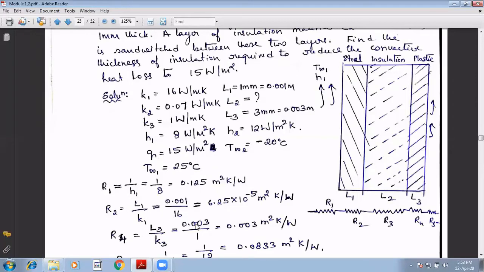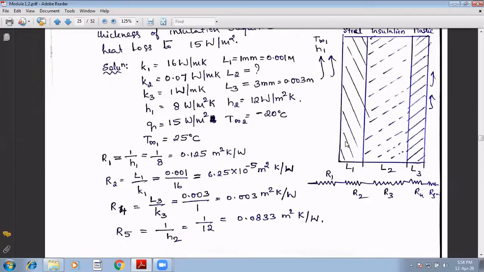R2 is nothing but L by K, you know that, and the thickness of this steel material is given, and corresponding K value is 16. You get 6.25 into 10 to the power minus 5 meter square Kelvin per watt. The general resistance unit is Kelvin per watt, but as it is per unit area, it will be meter square Kelvin per watt.